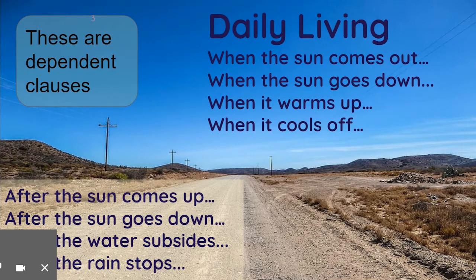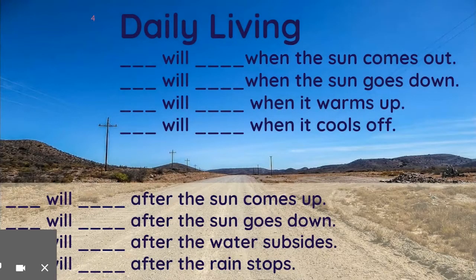When the sun comes out, when the sun goes down, when it warms up, when it cools off. Well, you're like, what? What's going to happen? You don't know. It depends, right? That's what a dependent clause is. It's not a sentence by itself. It's part of a sentence. And we'll have our usual simple sentence adjoined to the dependent clause.